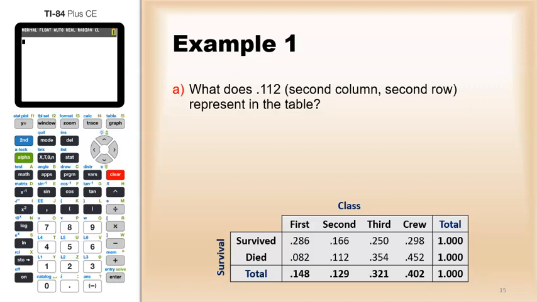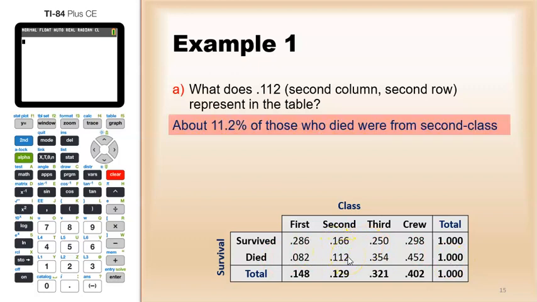So what does that 0.112 represent? The one you see right there? Well, since this is a row proportion, we're looking at out of all those people who died, about 11.2% of them are in second class. So again, about 11.2% of those who died were from second class.